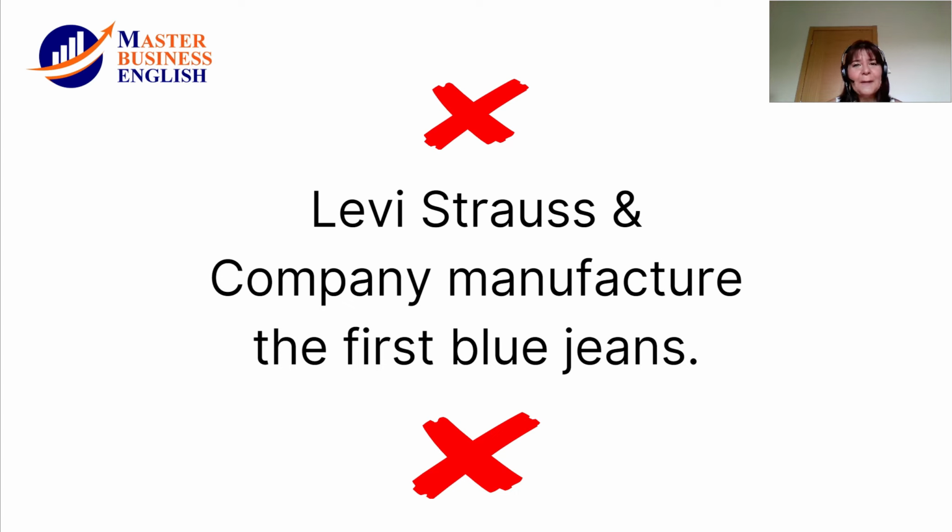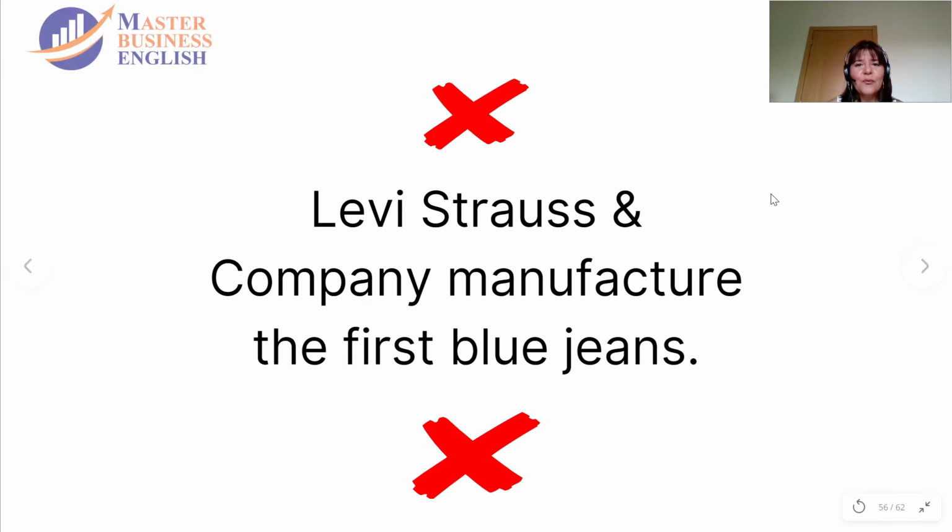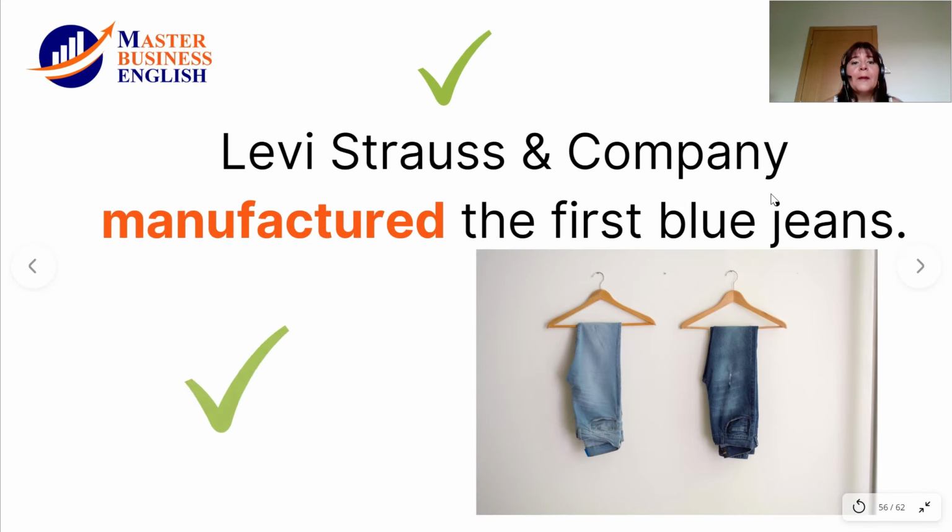So let's see. Why is it wrong? Because of manufactured. Don't forget the verb in past tense, because the action is completely finished in the past. So the answer is Levi Strauss and Company manufactured the first blue jeans. Manufactured, completely finished action in the past.